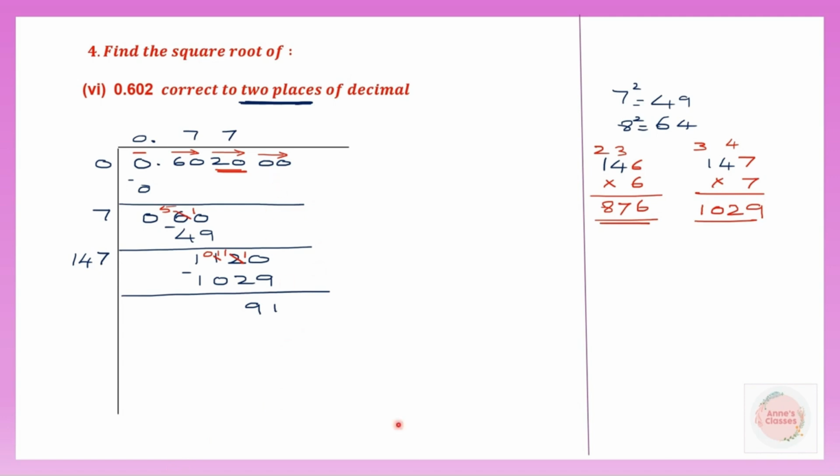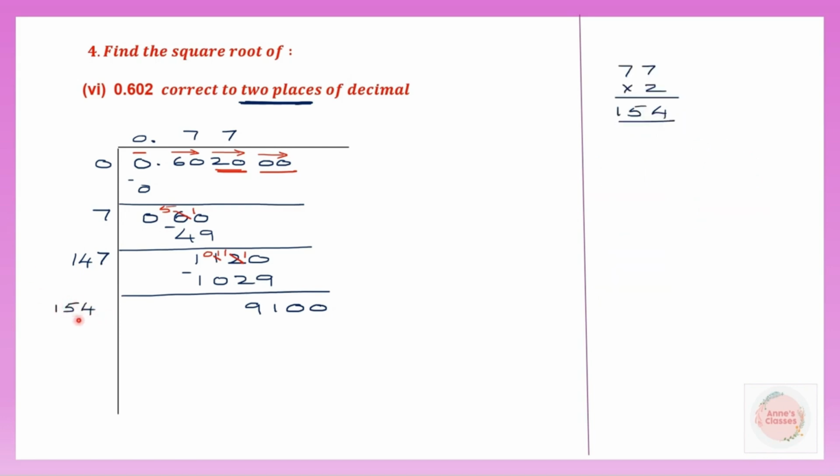Now we bring down the next pair, that is 2 zeros. So let's write it next to 91. We have 2 zeros. Next step, we have to double 77. So let's do that. 77 into 2. 2 sevens are 14, carry 1. 2 sevens are 14 plus 1, 15. 154. So let's write 154 here. Now we have to write a digit next to 154 and multiply by it to get a number close to 9100. So we'll take 154 and next to it let me put 4 and multiply by 4.